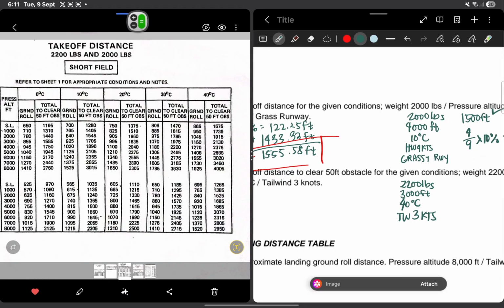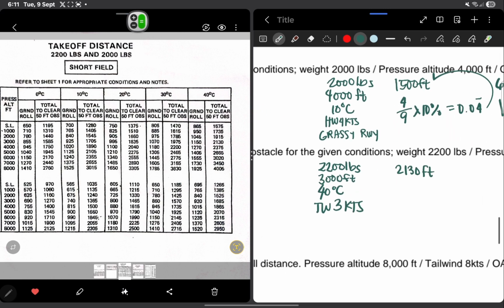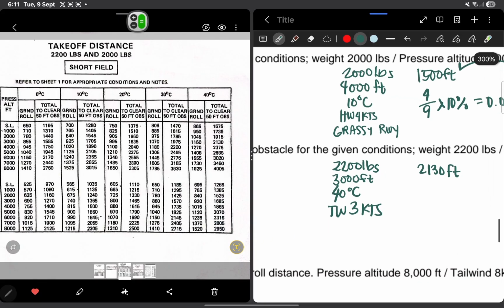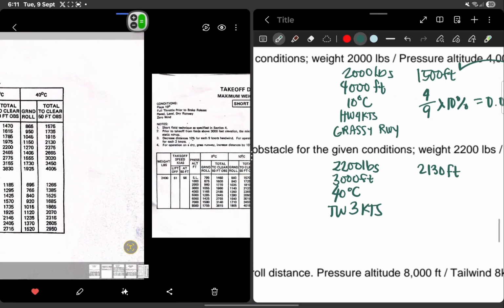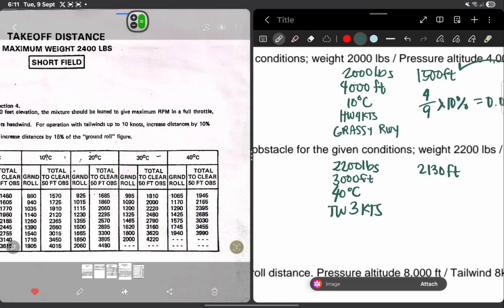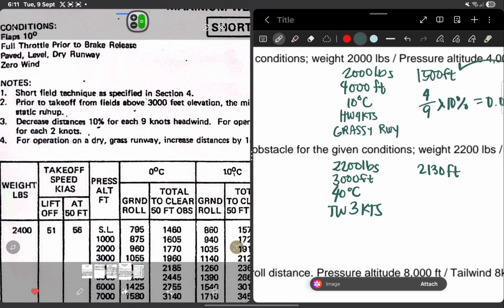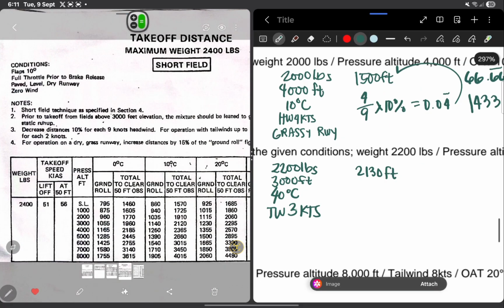Okay, 3,000 feet, 2,130. So that is our value, 2,130 feet. And next, we have 3 knots of tailwind. So let's go and read what we have for our tailwind. For operations with tailwind up to 10 knots, increase distance by 10% for each 2 knots. Since we have 3 knots of tailwind, that will be 3 over 2 multiplied by 10%.